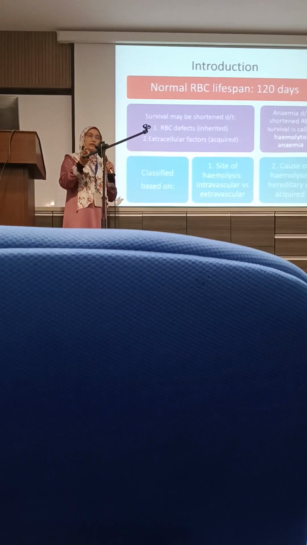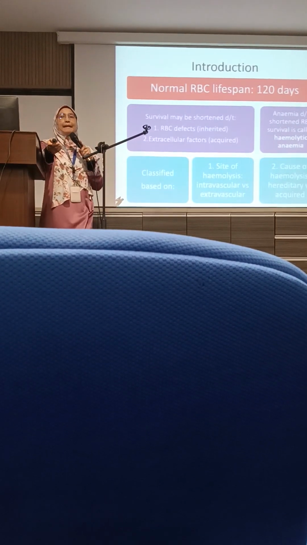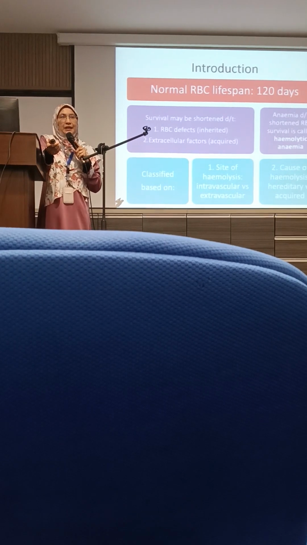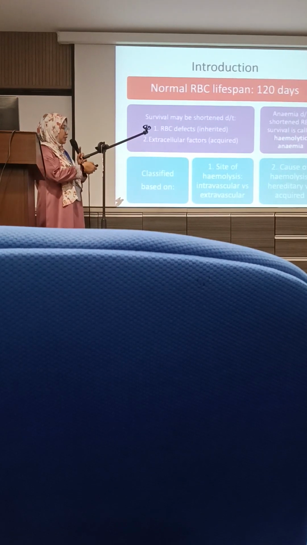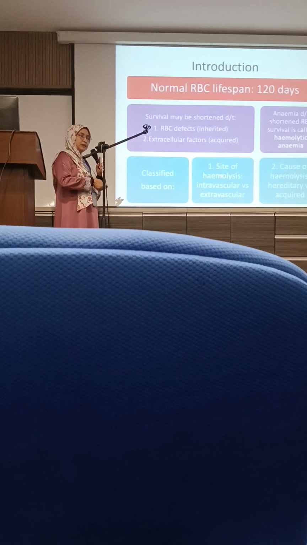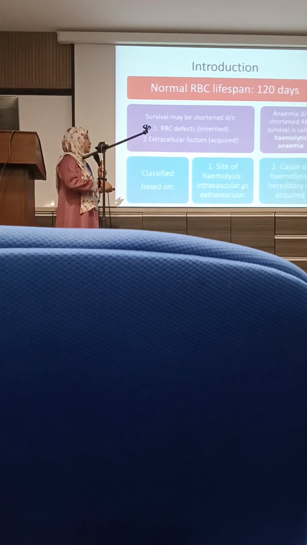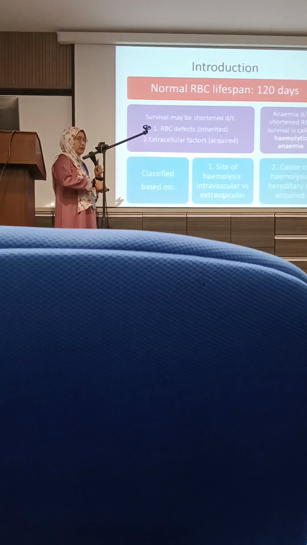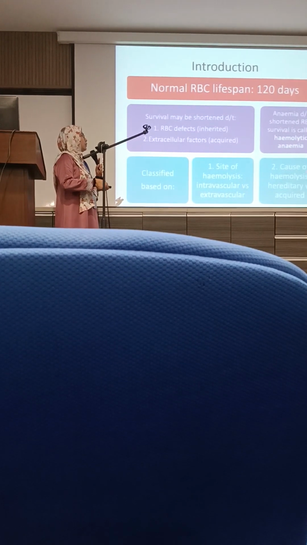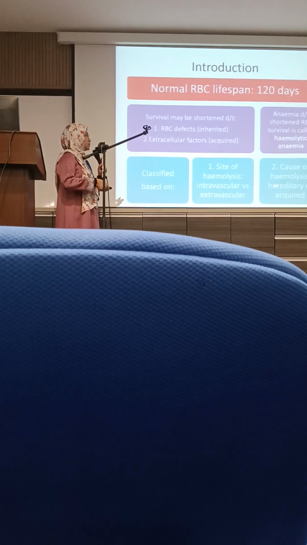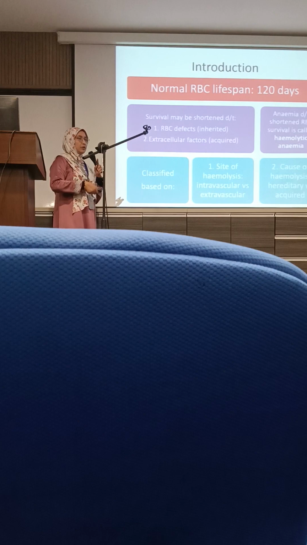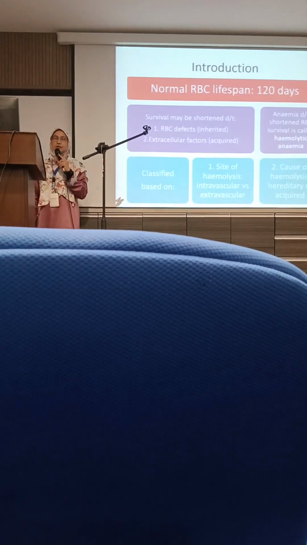Where do you have the hemolysis? Spleen, mainly in the spleen, reticuloendothelial system. So it can be classified based on the site of hemolysis, sama ada dalam vessel, intravascular or extravascular in the spleen. Okay. It can also be classified based on the cause of hemolysis, either hereditary or acquired. So dua cara classification.